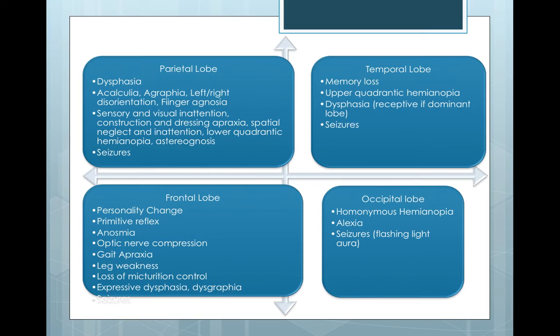And then problems with the frontal lobe would be personality change, primitive reflexes, anosmia, optic nerve compression, gait apraxia, leg weakness, loss of micturition control, expressive dysphasia, and dysgraphia, and you can get seizures here as well. In the occipital lobe, you can get a homonymous hemianopia, alexia, and seizures, such as flashing light auras.